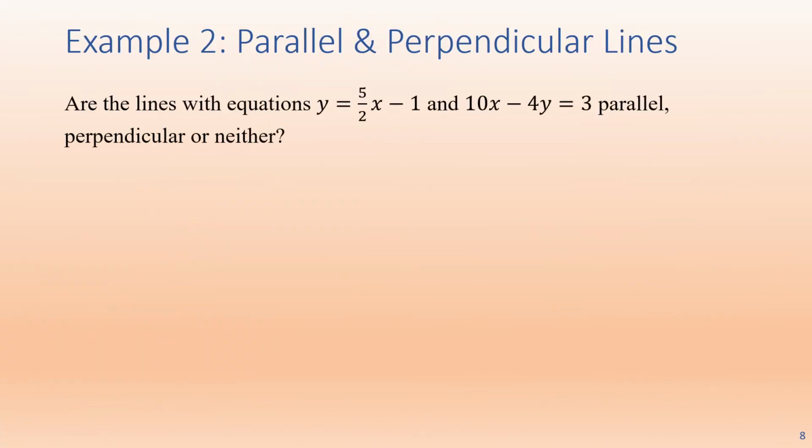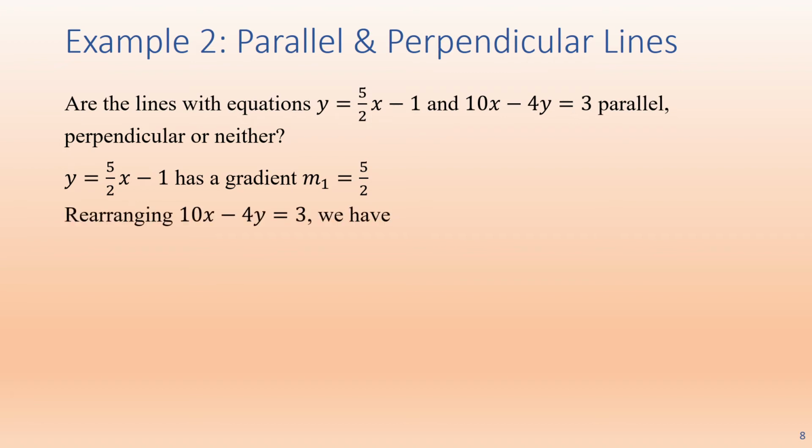In this example, we're asked if the two given lines are parallel or perpendicular. So to answer that, we need to find the gradients of the two lines. So the first line has a gradient of 5 over 2. To find the gradient of the second line, we need to rearrange the equation so that we have y as the subject. So let's put the minus 4y over the other side and the 3 over to that side, so that we'll get 4y equals 10x minus 3.